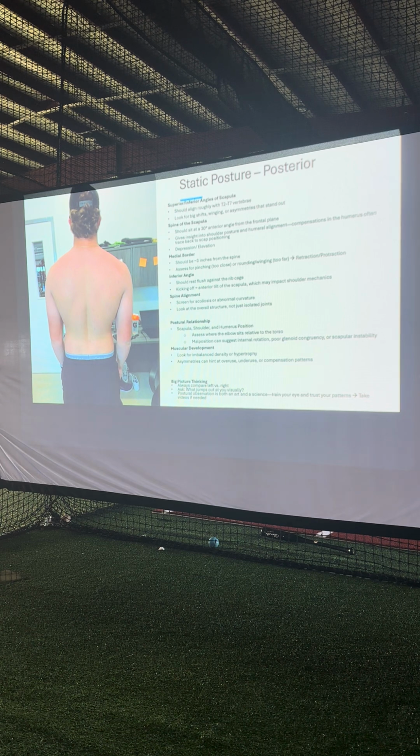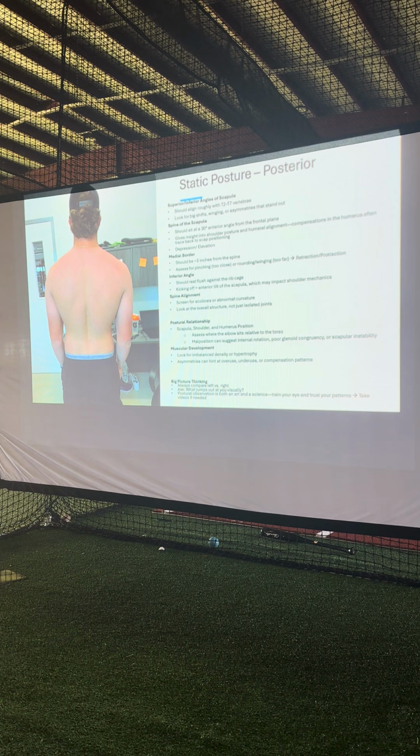And then we have the inferior angle. Is it resting flush against the rib cage, or are we winging a little bit? This goes to the spine alignment, but do they have any abnormalities of the spine? Do they have any curves? Do they have a flat T-spine? And let's kind of jump into some of those things.